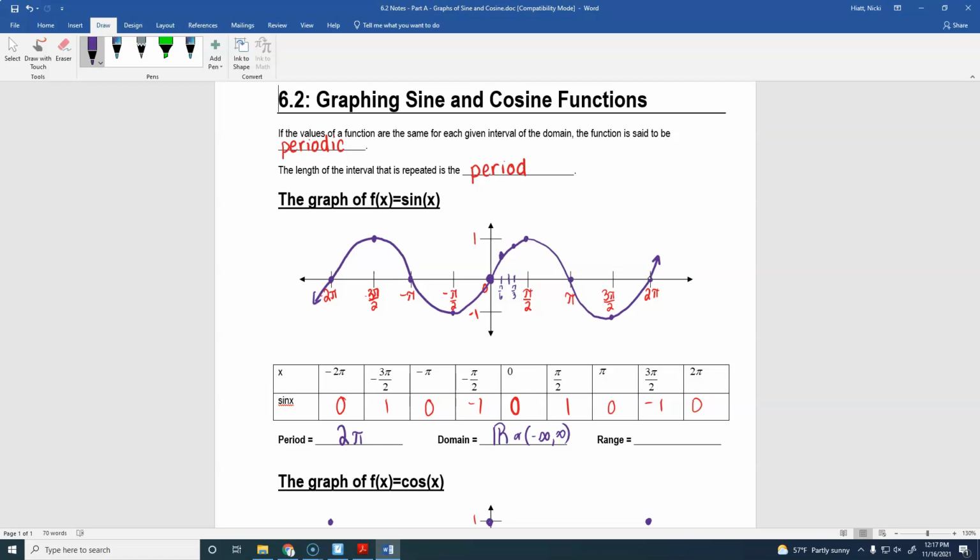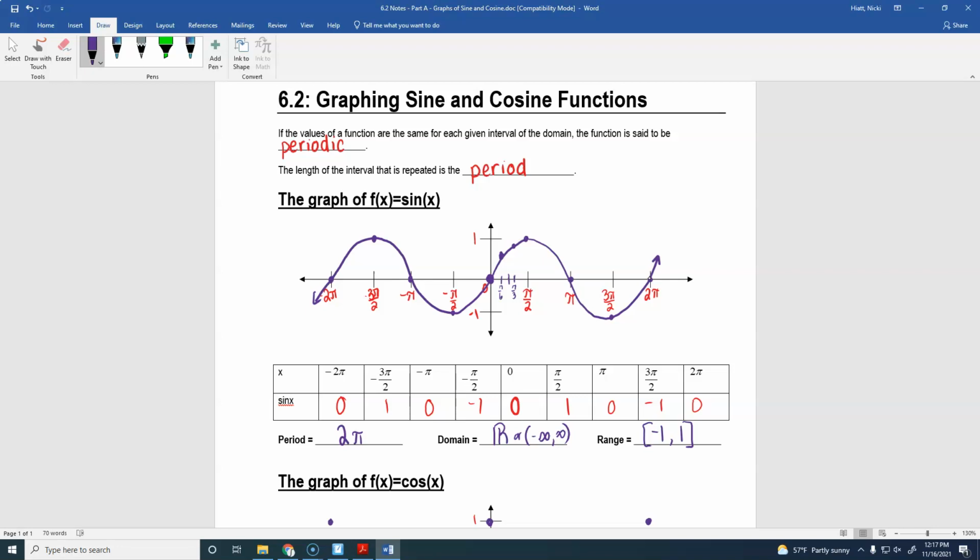What is our range here? -1 to +1. Should I use parentheses or brackets there? Brackets, because it does include 1 and -1, because it does actually equal those at times. Okay, questions?